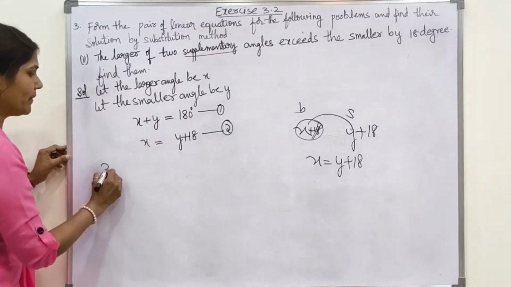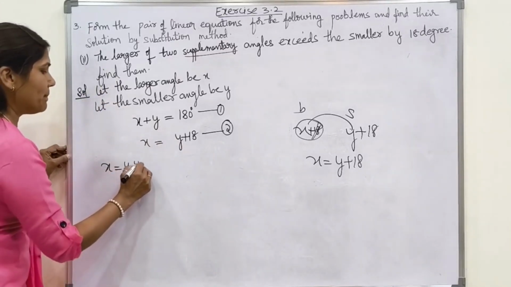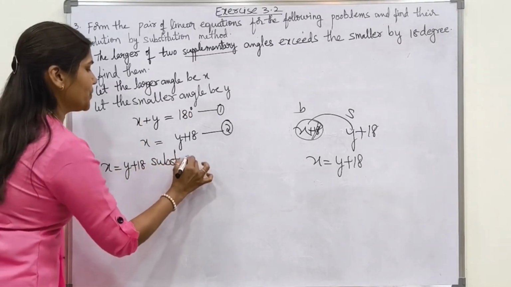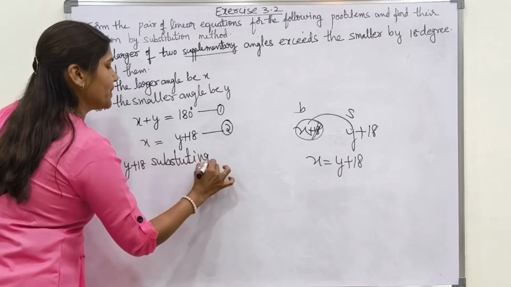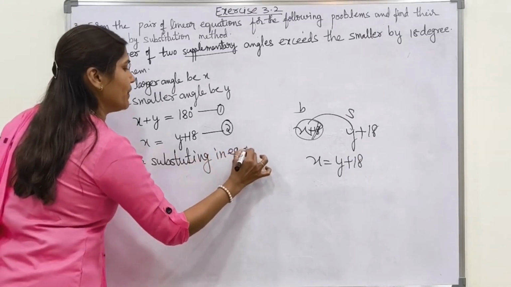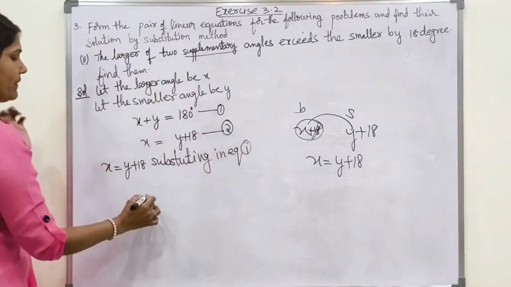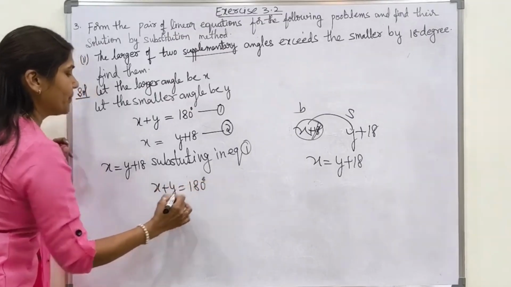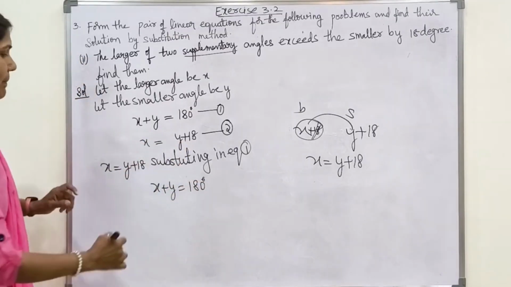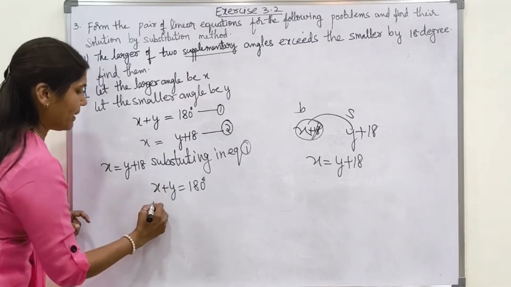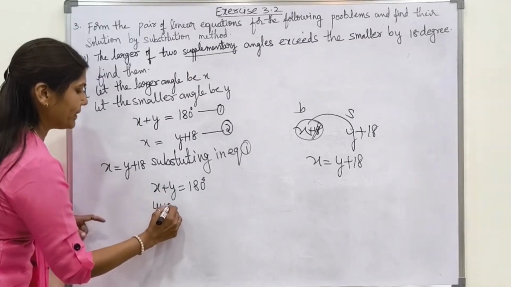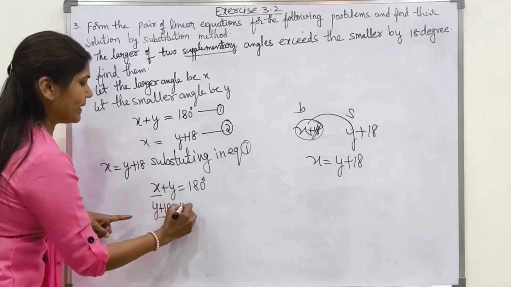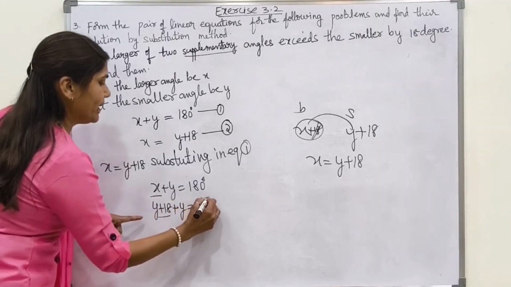See here, I am writing x is equal to y plus 18, substituting in which equation? In equation 1. So now we will take the first equation, x plus y is equal to 180 degrees. So x value, what is there? y plus 18. This x, I am writing y plus 18, plus this y as it is, is equal to 180 degrees.